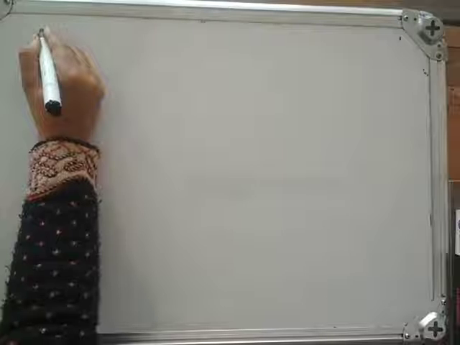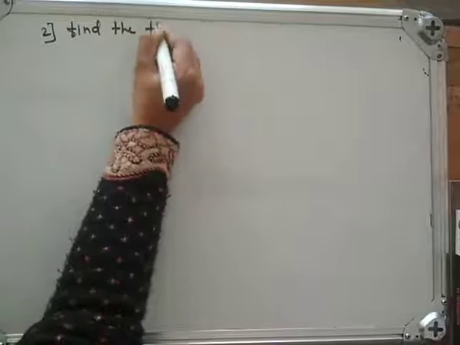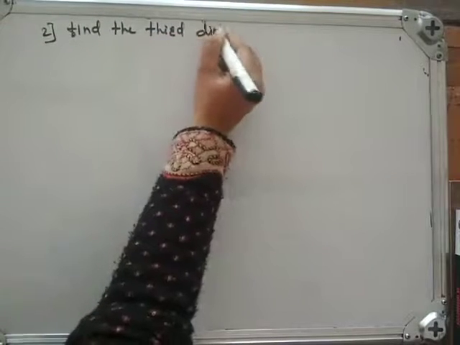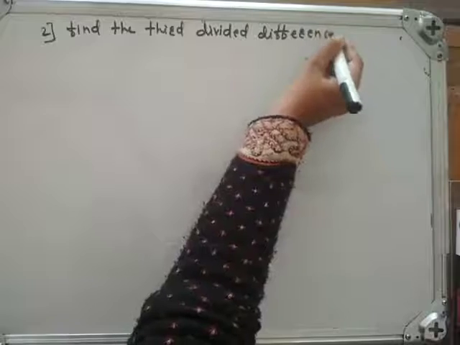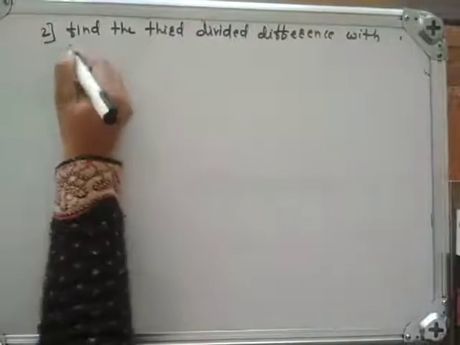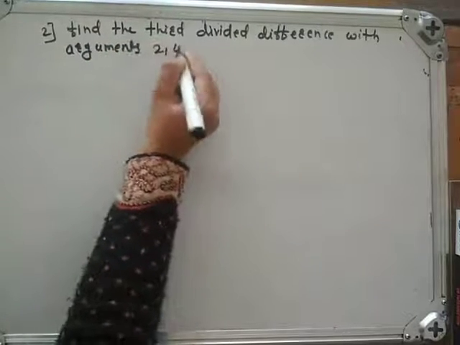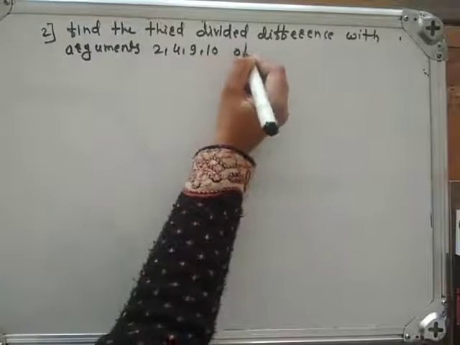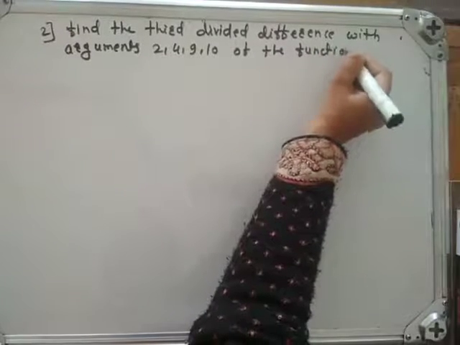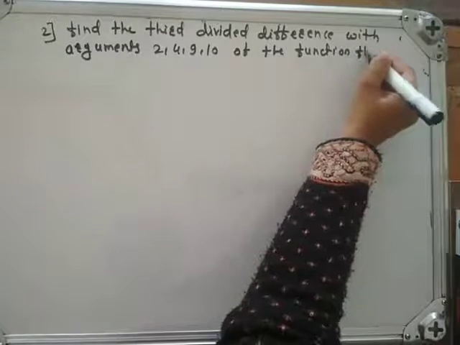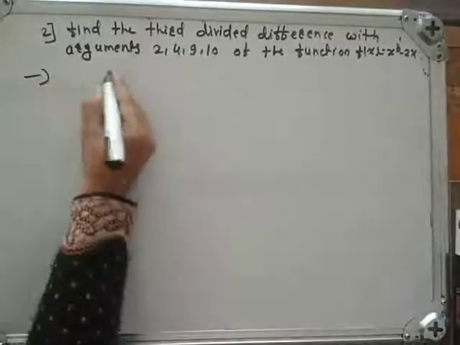Let us take the second example. Find the third divided difference with arguments 2, 4, 9, 10 of the function f of x is equal to x cube minus 2x. Okay, let's see the solution.